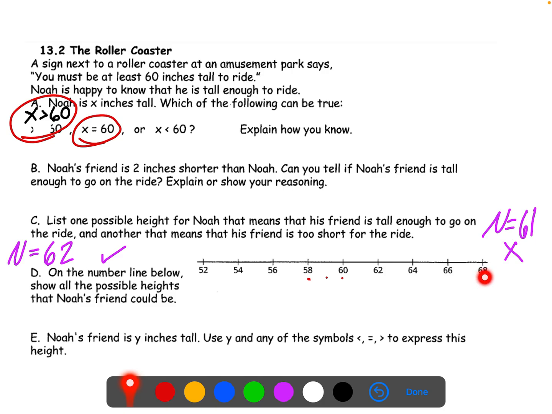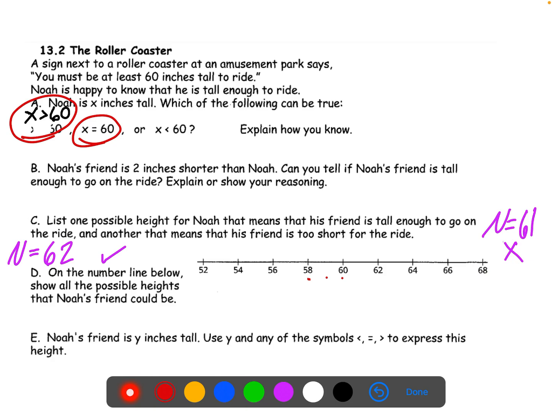Now what we need to think about too is not just the whole inch, because people's heights could be anywhere in between whole inches as well. So he could be 58.5, 58.3 inches tall, anywhere in here. And instead of just making dots at the whole inch marks, what we'd want is a line that would show an inclusion of everything in between those whole inch numbers. So we'll start at 58.